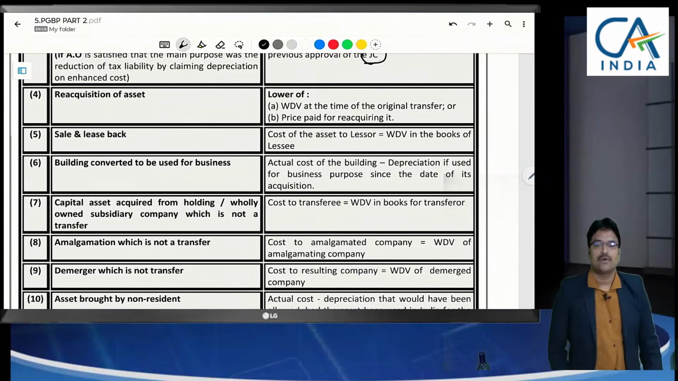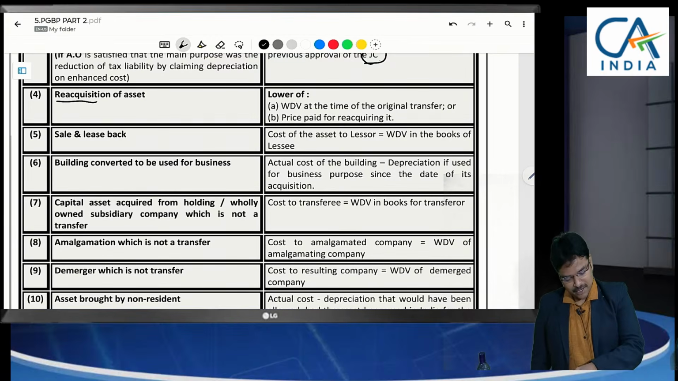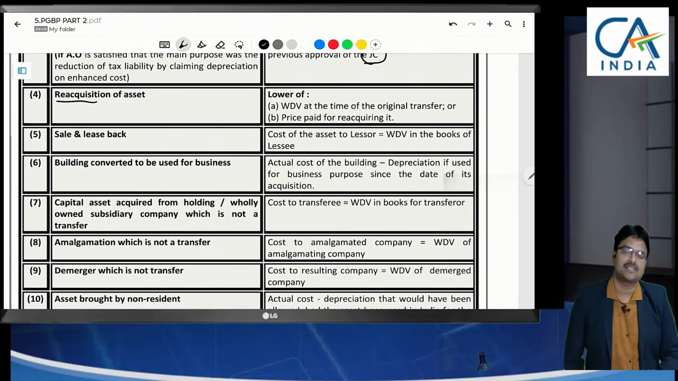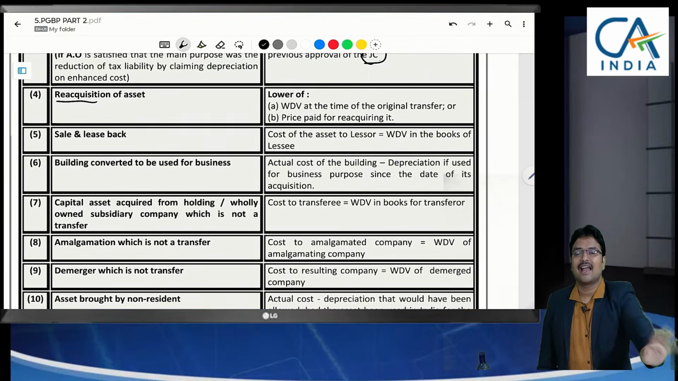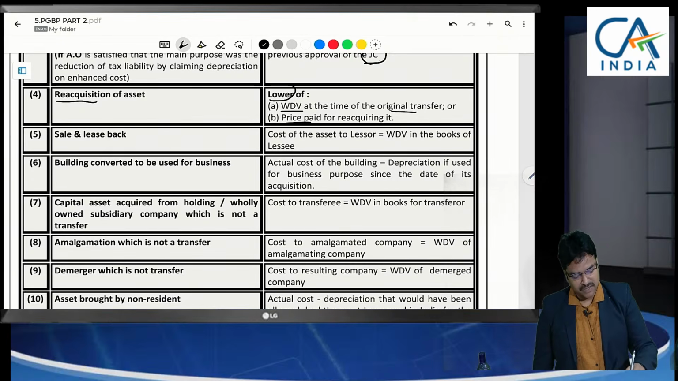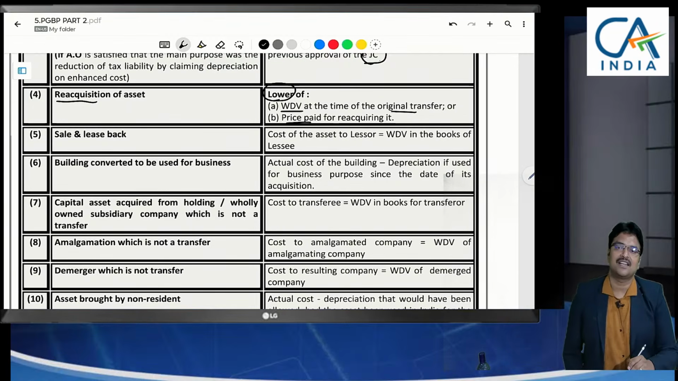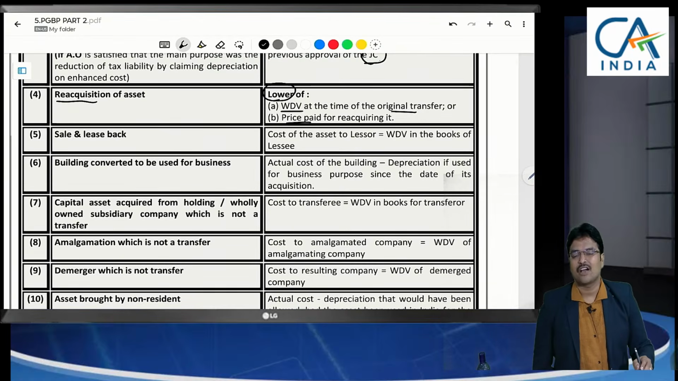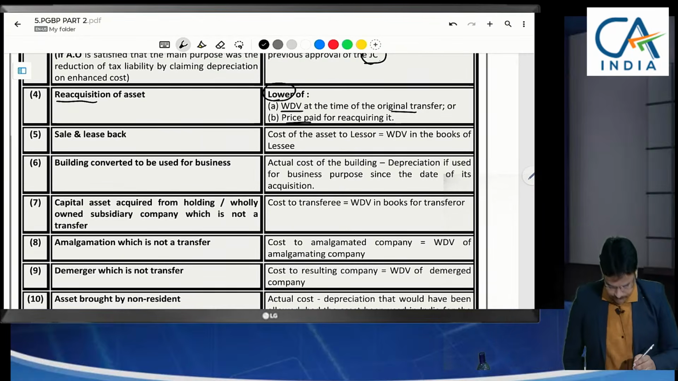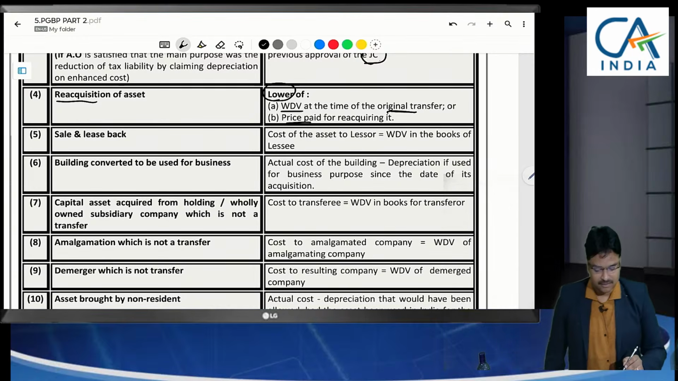Now, let us continue. Coming to the concept of reacquisition of asset. What do you mean by the term reacquisition? Reacquisition means we are selling the asset and again we are purchasing it. So, the WDV at the time of transfer or the new purchase price, whichever is lower. Just to increase depreciation, usually they sell and repurchase the same. That is not permissible. WDV at the time of original transfer only will be considered.